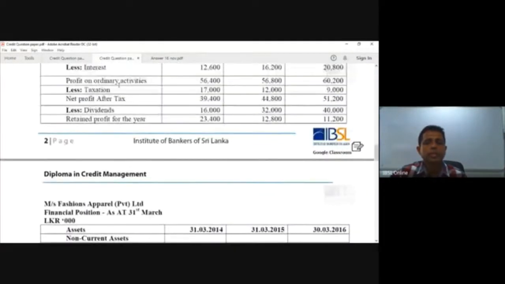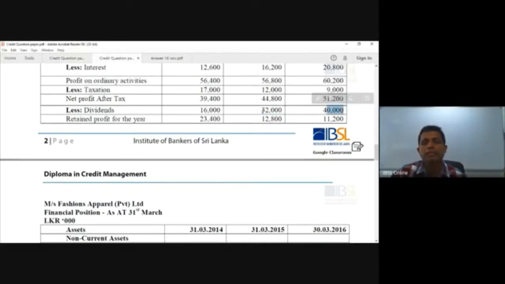The question paper here, 16,000 means 2 rupees per share on 8 million shares. Here, 4 rupees on 8 million shares is 32,000. Here, 5 rupees on 8 million shares. If they could pay 2 rupees dividend here also, they wanted to pay only 16,000. Here also, 2 rupees means 16,000.